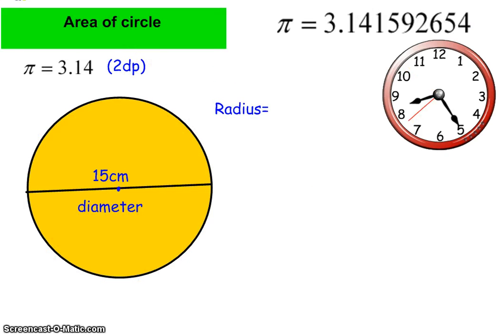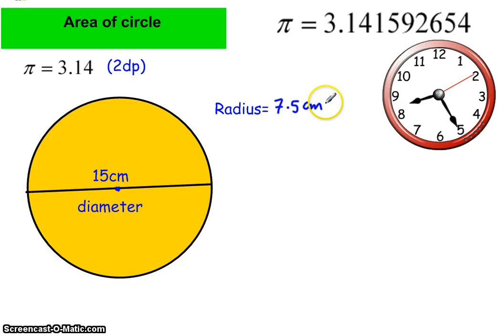So this time you're given a diameter, which is a line drawn through the center of the circle and goes to the circumference on both sides of the circle. Now, what is the radius then? If the diameter is 15, what is the radius? Well, if the diameter is twice the radius, it means that the radius is going to be half of the diameter, which is going to be half of 15, which is 7.5 centimeters.